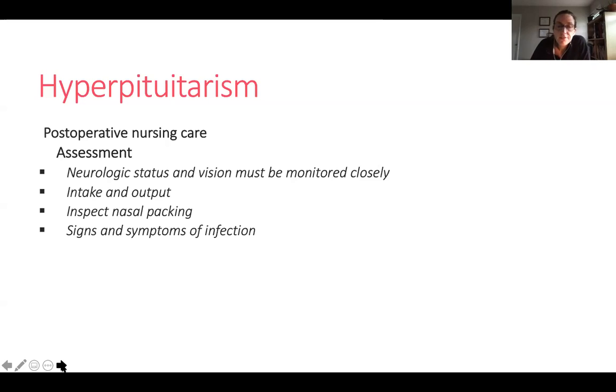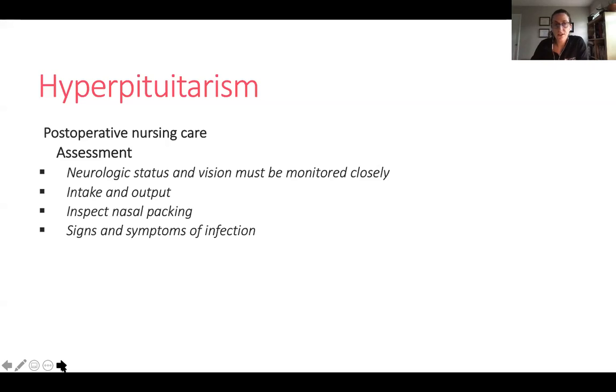So the postoperative nursing assessment for the pituitary gland removal, you want to closely monitor their level of consciousness. What are we looking for here? Any signs of increased intracranial pressure.